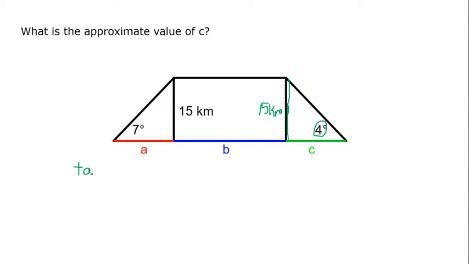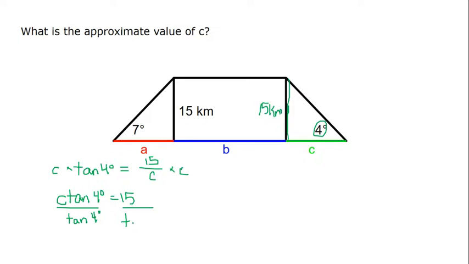So we're going to do tangent of 4 degrees equals our opposite, which is 15, over our adjacent, which is C. So I'm going to first get rid of my fraction again. So I'm going to multiply both sides times C. So I'll have C times tangent of 4 degrees equals 15. I want C by itself, so I'm going to divide by my tangent of 4 degrees on both sides. So now I have that C equals 15 divided by tangent of 4 degrees.